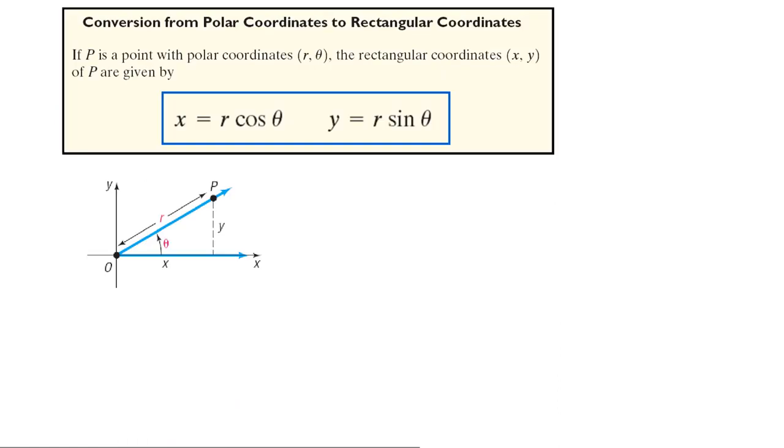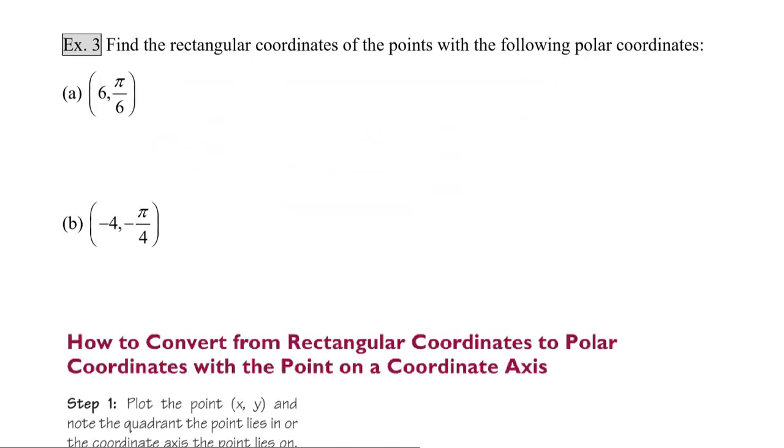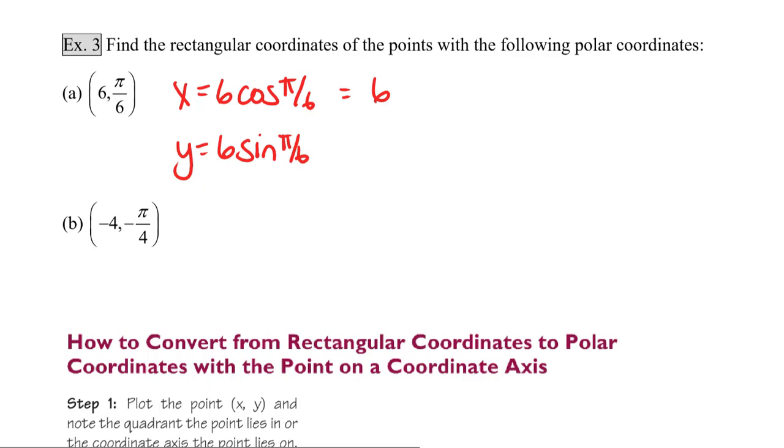Now we can convert from polar coordinates to rectangular coordinates, because when you look at a triangle that we could make with our r and our theta and our x and our y, we can see that x has to equal r cosine theta and y has to equal r sine theta. Example 3, find the rectangular coordinates of the points with the following polar coordinates. So x is going to equal 6 cosine of pi over 6, and y is going to be 6 times the sine of pi over 6. Well, the cosine of pi over 6 is the square root of 3 over 2.